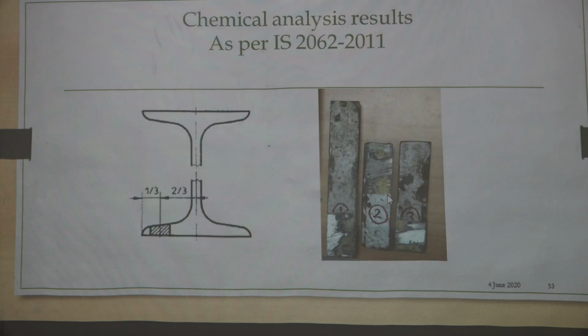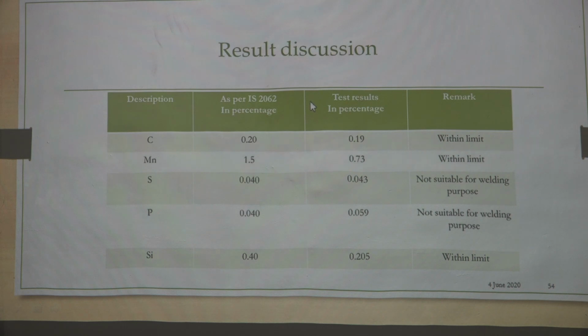This chemical analysis is also carried out in our metallurgy laboratory by using IS 2062. Here this is the I section of the girder that we have taken from the actual bridge. As per the ASTM standard, American Society for Testing and Materials, this particular girder we are supposed to make into samples by considering 1/3 from this end as well as 2/3 from the center of the web. That particular part we have extracted in the laboratory. These are the test results.